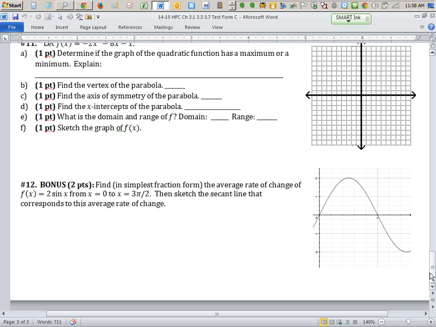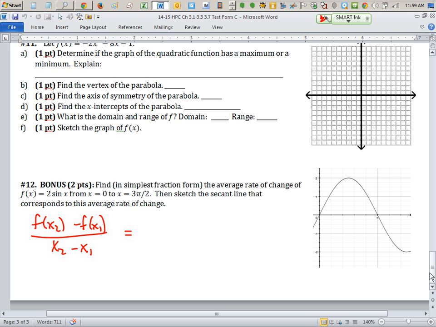this one. Please don't shy away from bonus problems. Some teachers don't even put them on their tests because they're afraid the students won't read them. The truth is this is very, very doable. Average rate of change is and always will be f of x2 minus f of x1 all over x2 minus x1. It's always meant that.